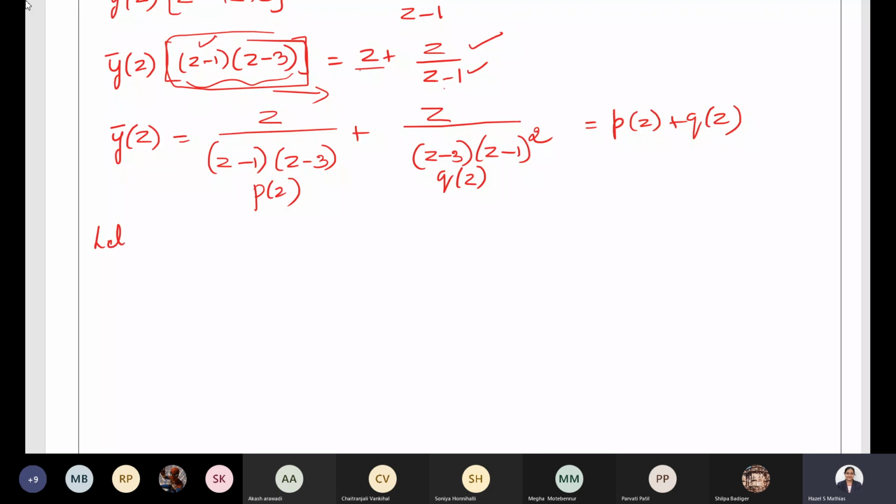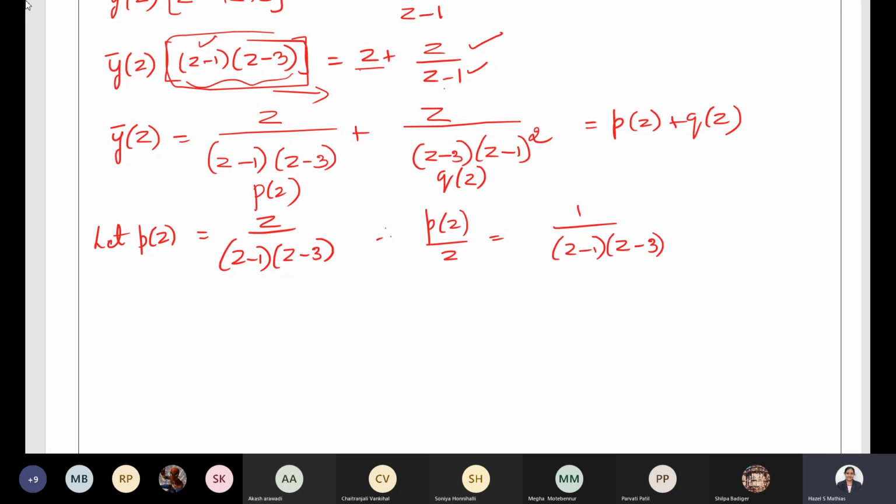So first I'll take P of z. What is P of z? It is z divided by z minus 1 into z minus 3. Then by the partial fractions method, we will find P of z divided by z. P of z divided by z is 1 divided by z minus 1 into z minus 3, which is nothing but a divided by z minus 1 plus b divided by z minus 3.